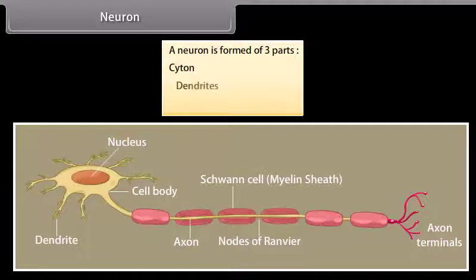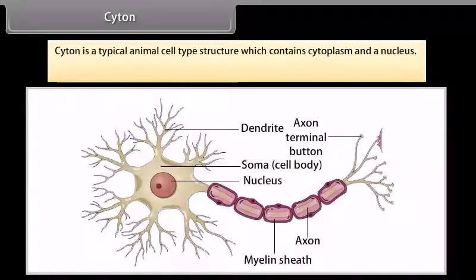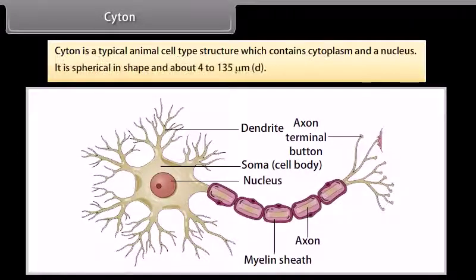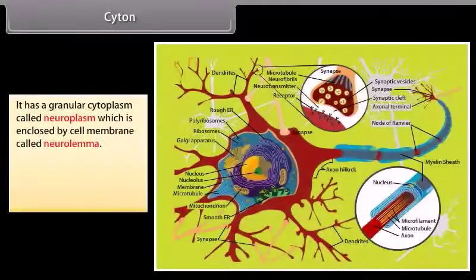Cyton, dendrites, axon. Cyton. Cyton is a typical animal cell type structure which contains cytoplasm and a nucleus. It is spherical in shape and about 4 to 135 μm. It has a granular cytoplasm called neuroplasm which is enclosed by cell membrane called neurolemma.